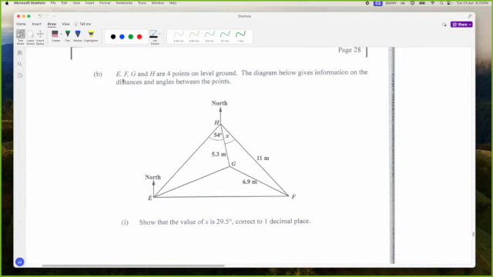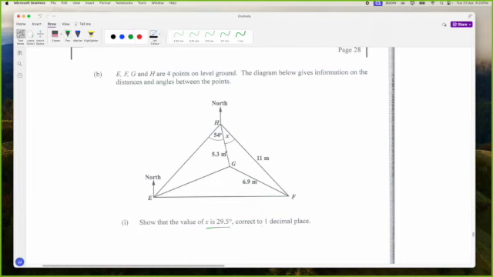Whew. Bearings now. E, F, G, and H are 4 points on level ground. The diagram below gives the information of the distances between the points. Show that the value of x is 29.5, correct to 1 decimal, please.